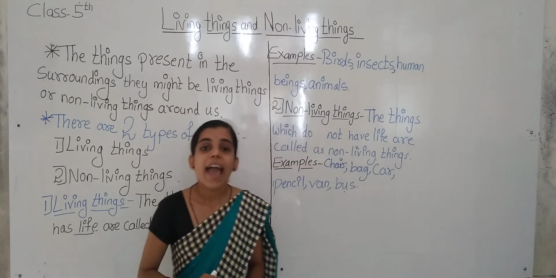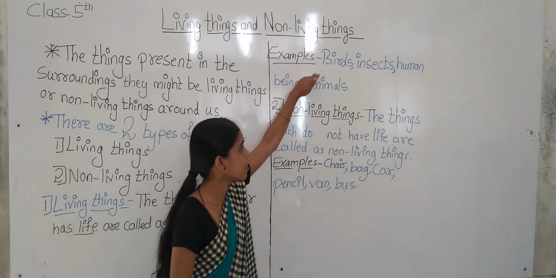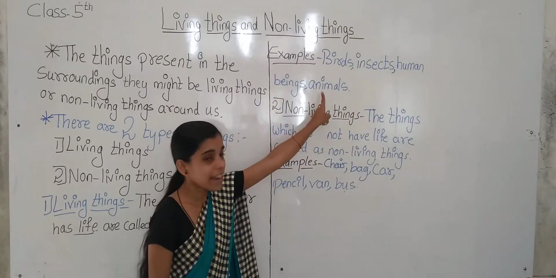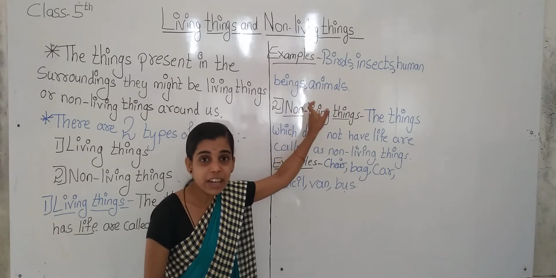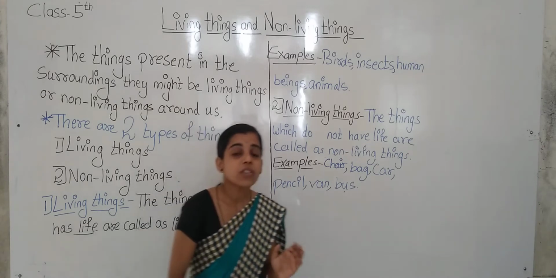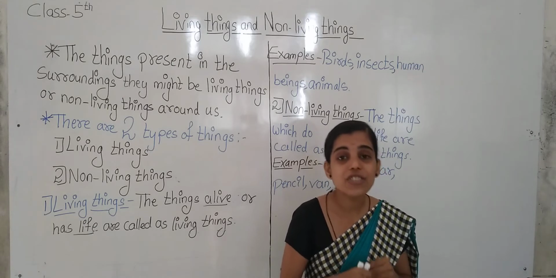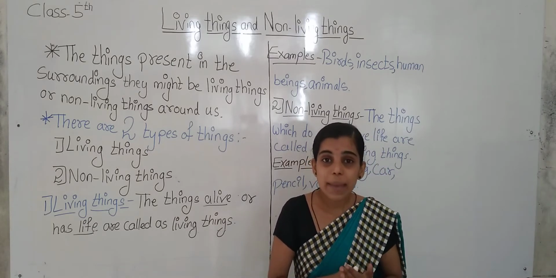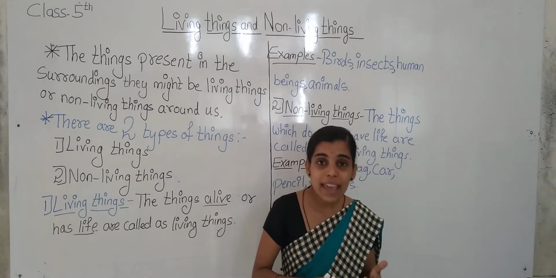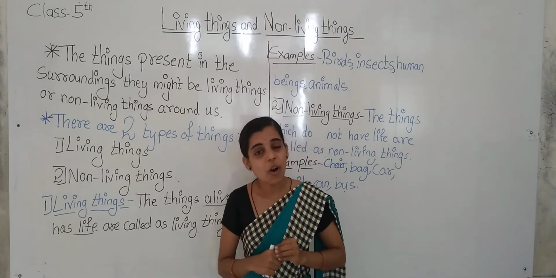Next is examples for living things: birds, insects, human beings and animals. These are the common examples for living things. So when I ask the question, give me the examples for living things, children, you should answer: birds, insects, human beings, animals.